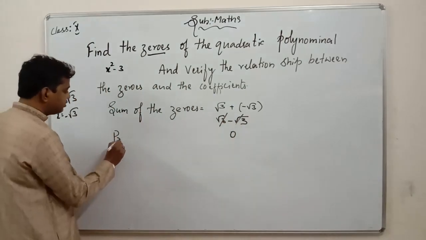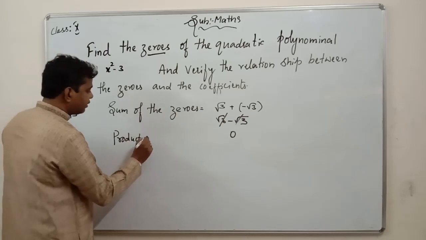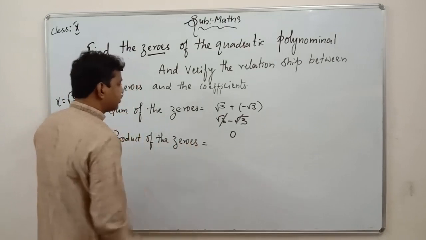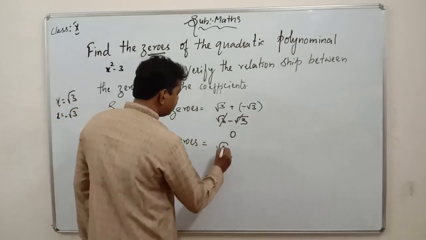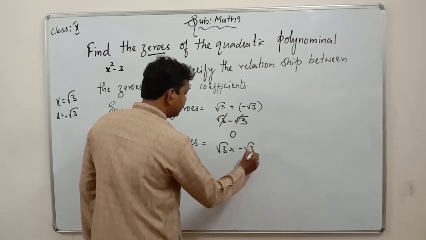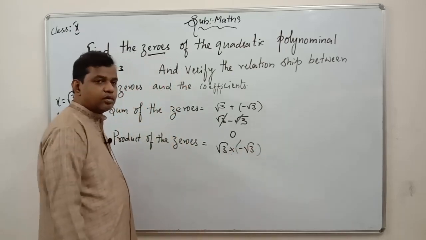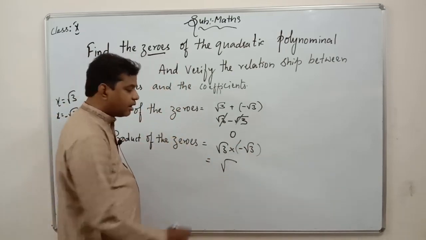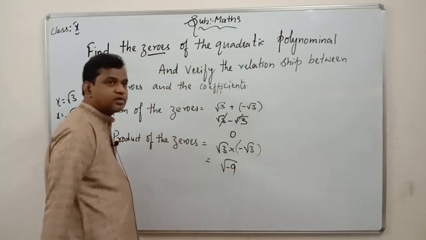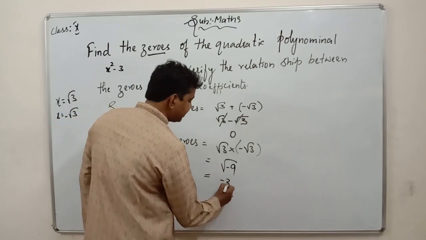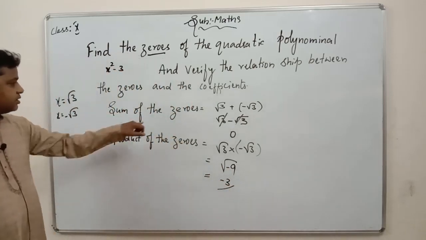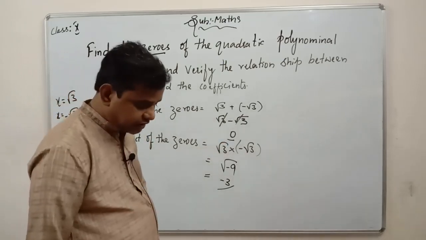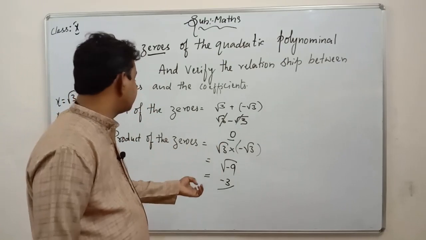And the product of the zeros. So the product of the zeros is root 3 into minus root 3, because we are multiplying it. Root 3 into minus root 3 is minus root 9. Minus root 9 is nothing but minus 3. So the sum of the zeros equals 0 only, and the product of the zeros equals minus 3.